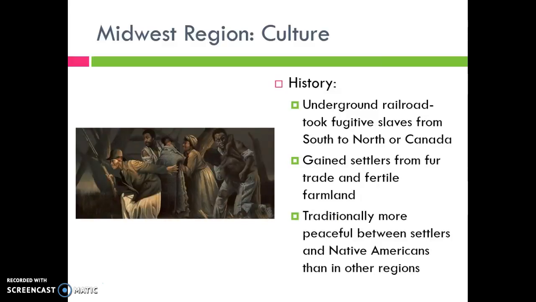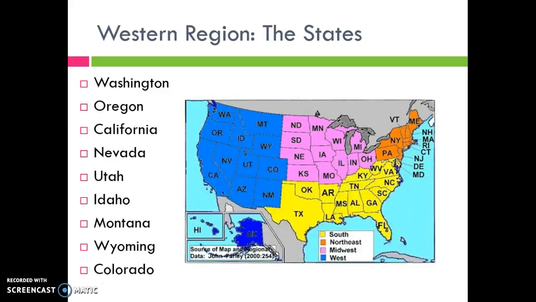As far as the history goes, this has kind of an opposite history of the Southeast region. We have the history of the Underground Railroad, which you guys should have learned about in elementary school. We actually helped fugitive slaves escape from the South to the North. We often tried to transfer people to Canada so that they could escape slavery. We have a long history of being more friendly with the Native American populations in our region as well.